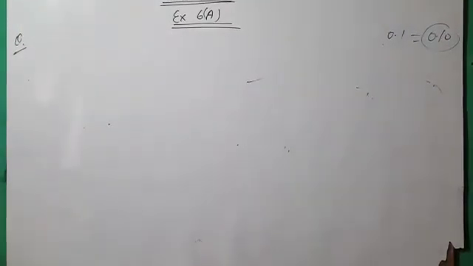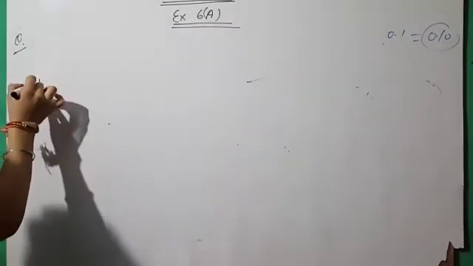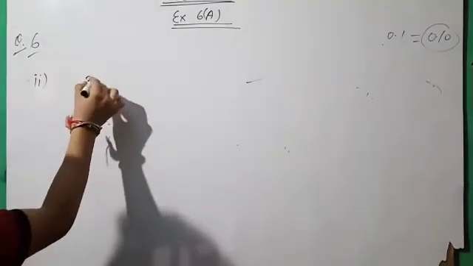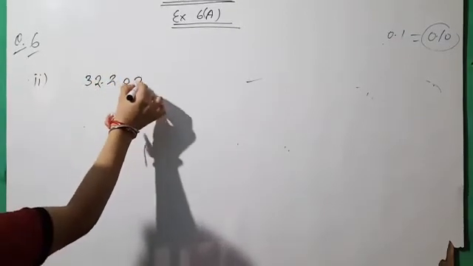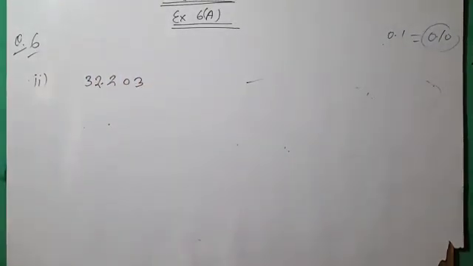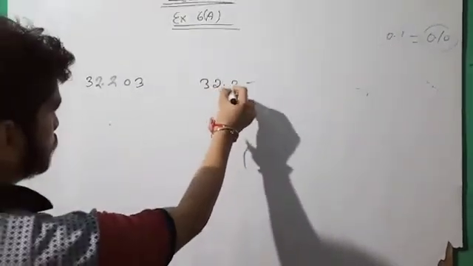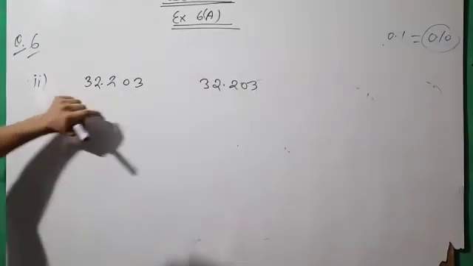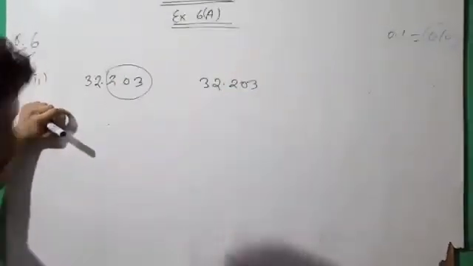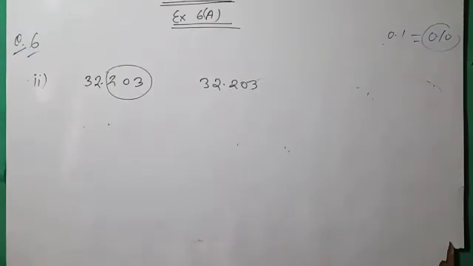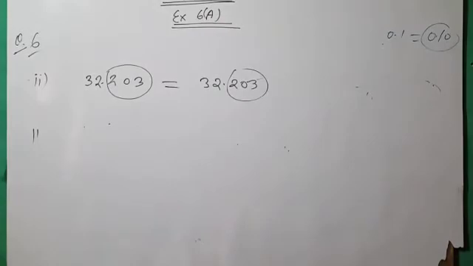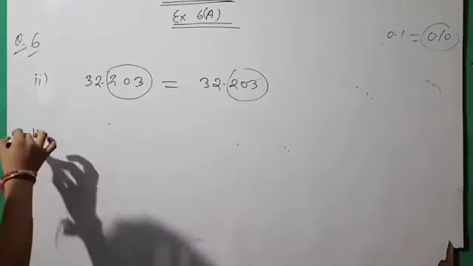Question number 6. Okay, we are taking the second part. The second part is 32.203 and the second one is 32.203. So 203 and 203 means both are equal. Okay, next the last one, sixth part.